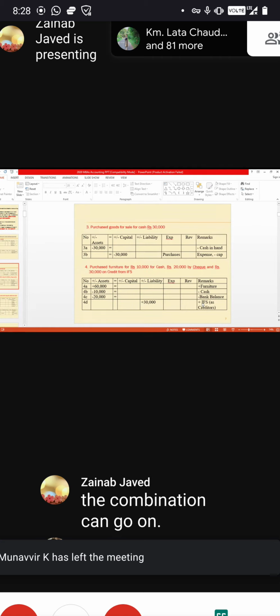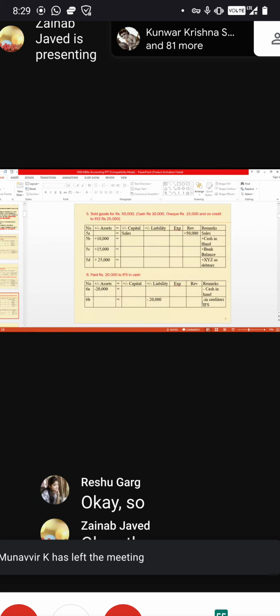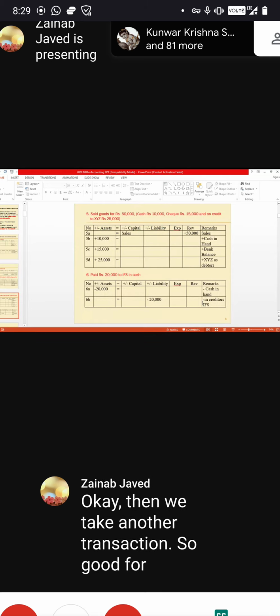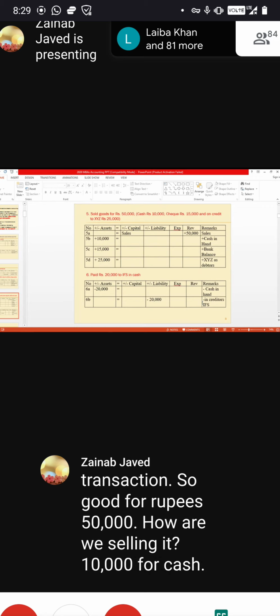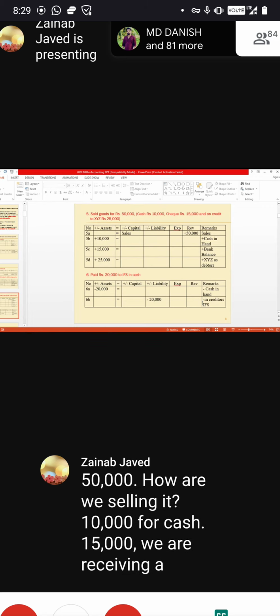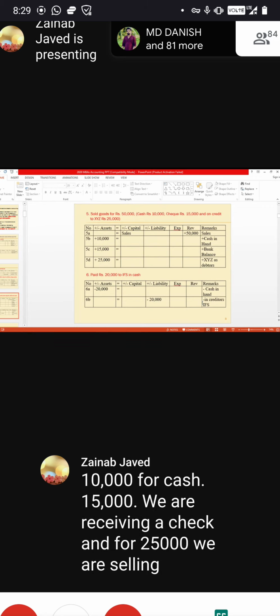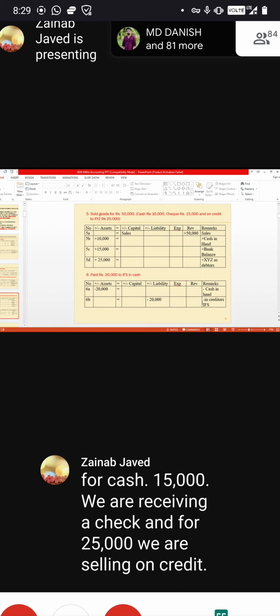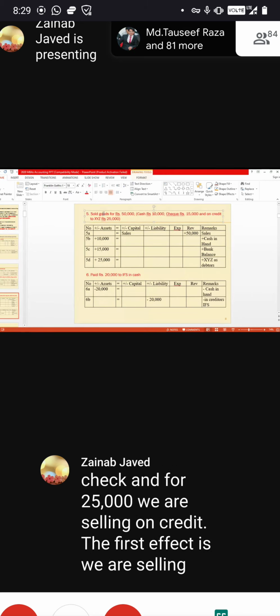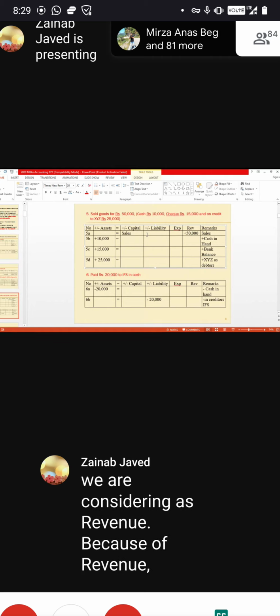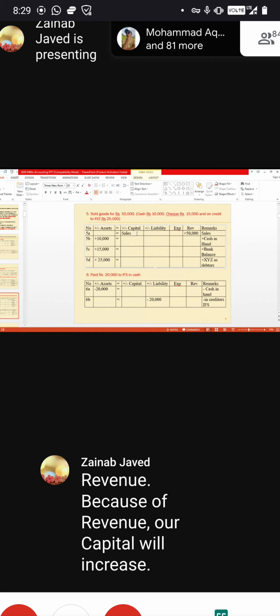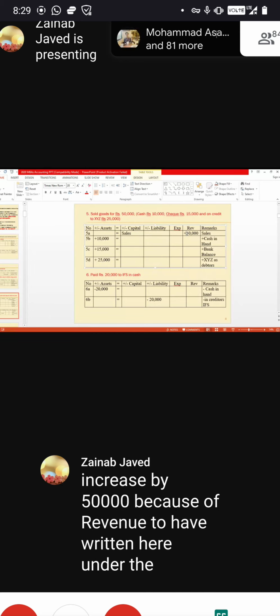Okay, sir. Then we take another transaction. Sold goods for rupees 50,000. How are we selling it? 10,000 for cash, 15,000 we are receiving a check, and for 25,000 we are selling on credit. So the first effect is we are selling goods. Like purchase we consider as an expense, sales we consider as revenue. Because of revenue, our capital will increase by 50,000. So I have written it here under the heading of revenue.